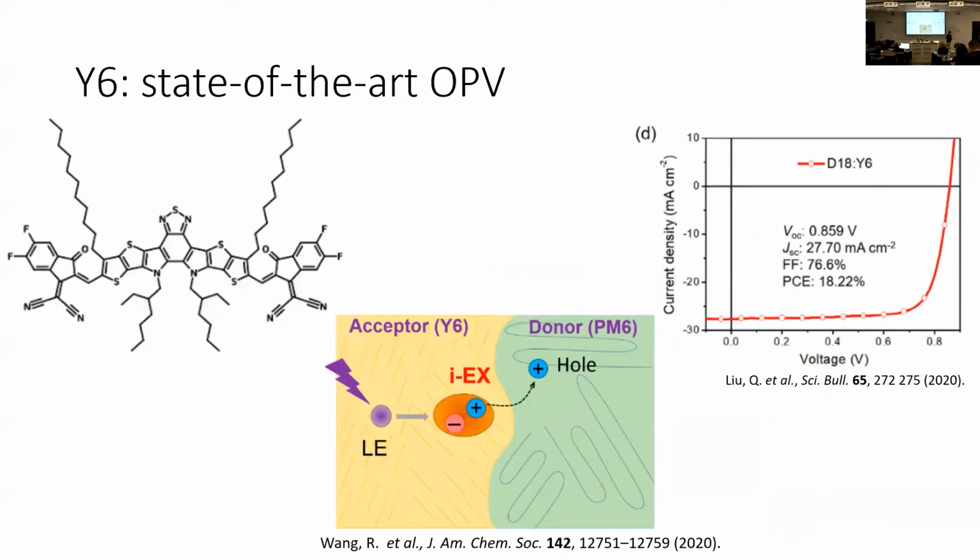So the top non-fullerene acceptor that exists is this molecule called Y6, whose structure is shown here. It's actually the acceptor in, well, this is actually quite out of date now, but the best organic photovoltaic blend that exists, which has a power conversion efficiency of somewhere just north of 18%, which is pretty good for OPV.